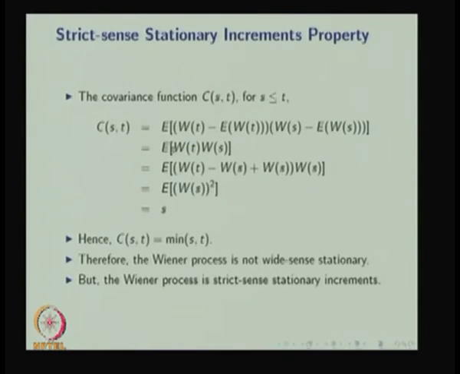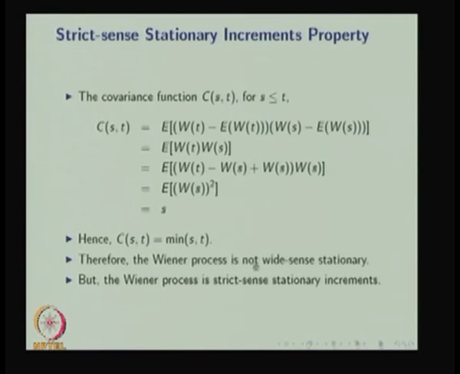So for that we are finding the covariance function. You know the definition of covariance. The covariance of s comma t is equal to minimum of s comma t, because here we have concluded for s less than t it is s. If you make t less than or equal to s, we will get t. Hence C of s comma t is minimum of s comma t.